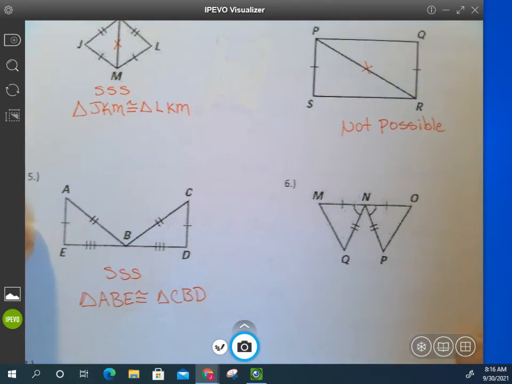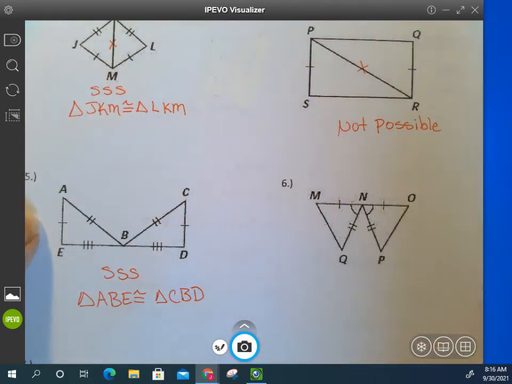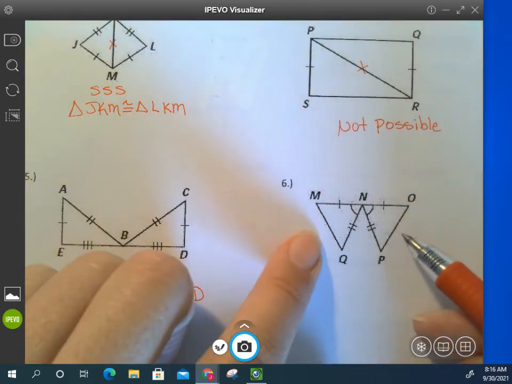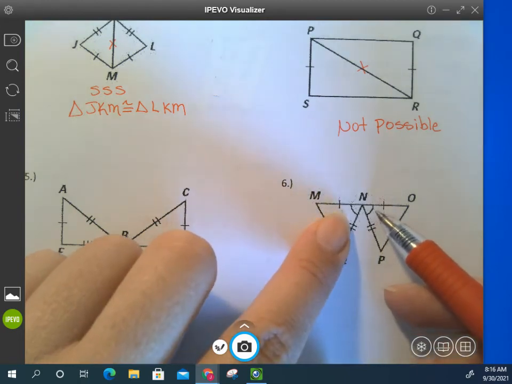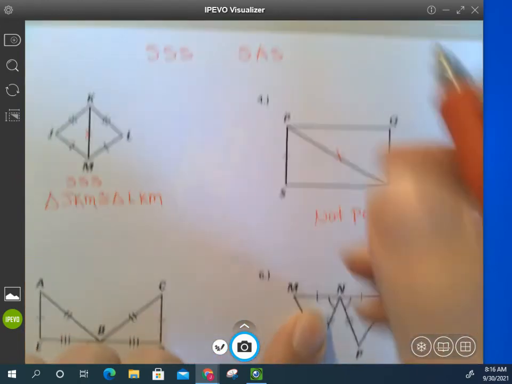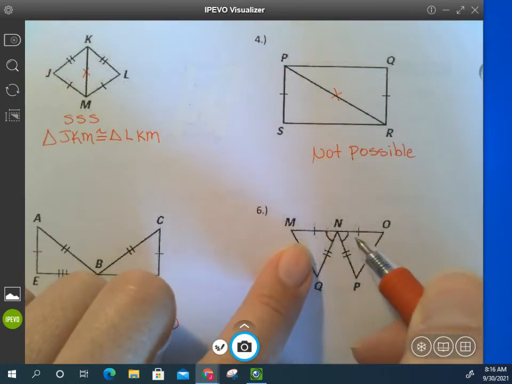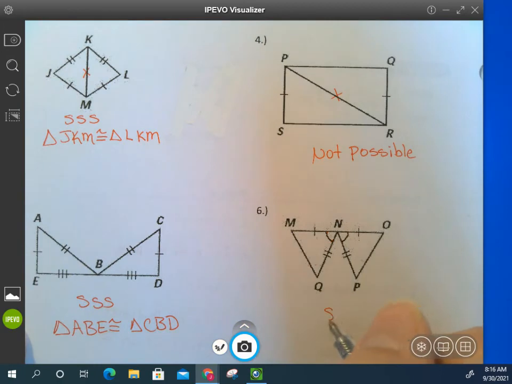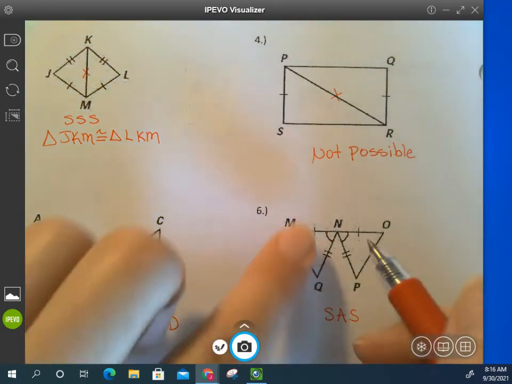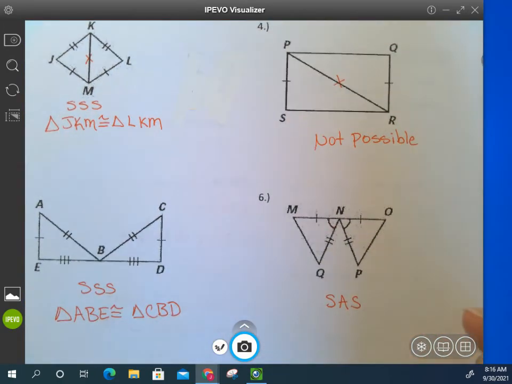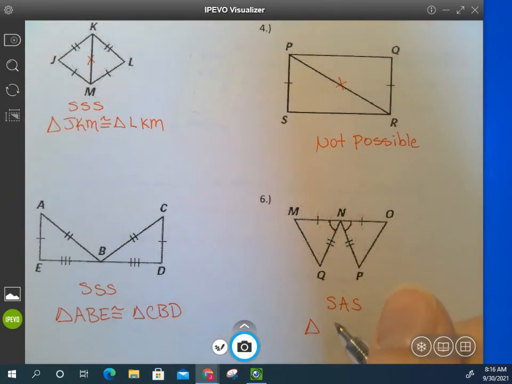Okay, how about number 6? I can't do side, side, side because I only have 2 sides. I don't have the third. Is this an included angle? Okay, see how the angle is between the 2 sides? That has to be there. So yes, this is an included angle. So this is side, angle, side. And then once you do this, you have to do the triangles: M and Q is congruent to triangle ONP.